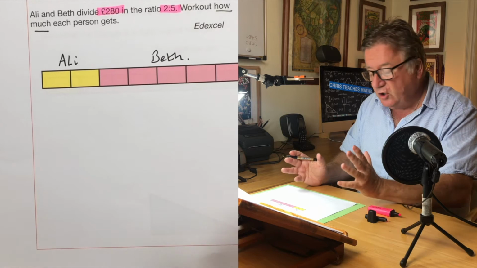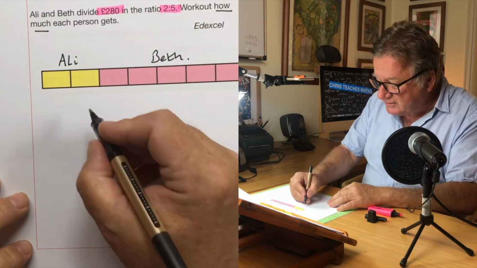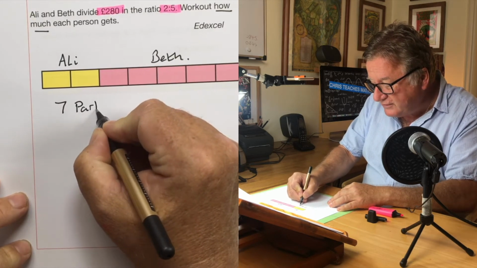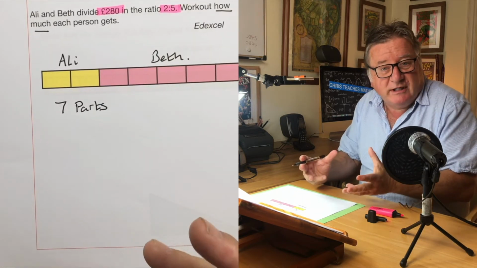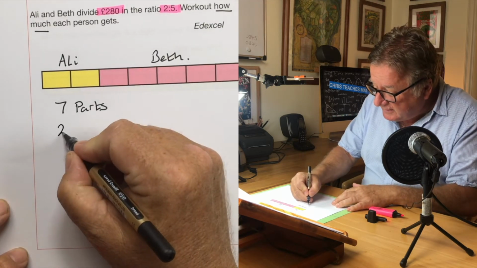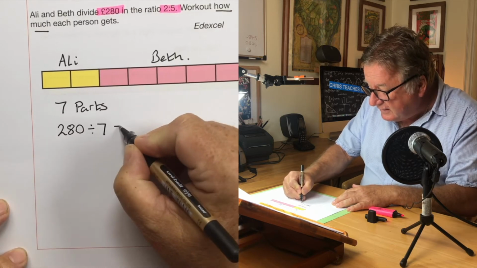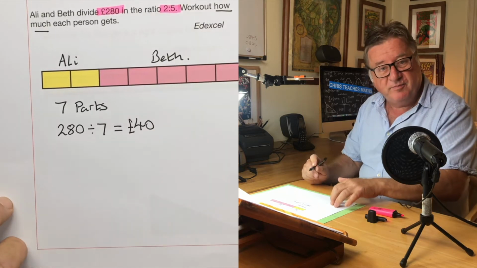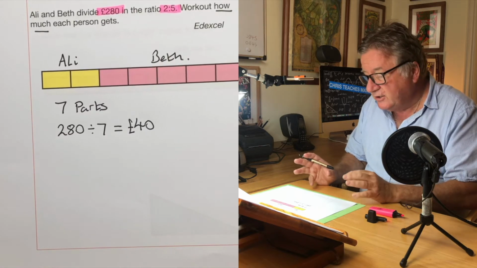Okay, look at the bar, we've got 2 to 5, so there are 7 parts. You can see clearly if you look at that bar, we have 7 parts. So we are dividing the 280 into those 7 boxes, if you like. So 280 divided by 7 gives us £40 for each part. Okay, so that's the main part of the problem set up now. The solution is set up.